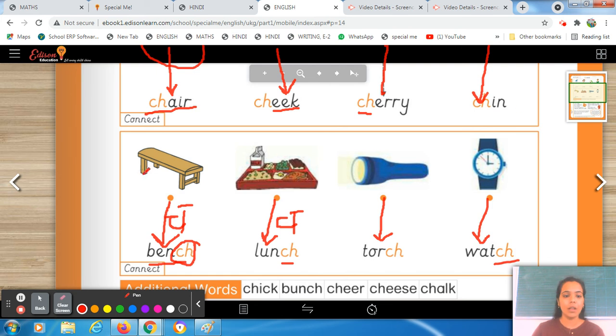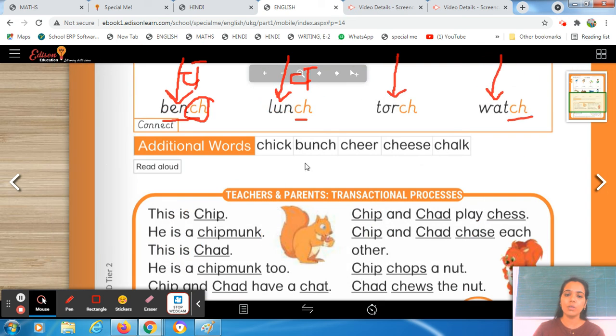Okay, now we will come to some additional words. There are some additional words for you, so we will do these additional words also. These additional words have the same blend, ch. Some of them have ch in the beginning and some have ch at the end. So read it. Ch, e, k, chick. Next one is b, n, ch. It's bunch. Where is ch? At the end. Next one is ch, ear, cheer. Next is cheese.